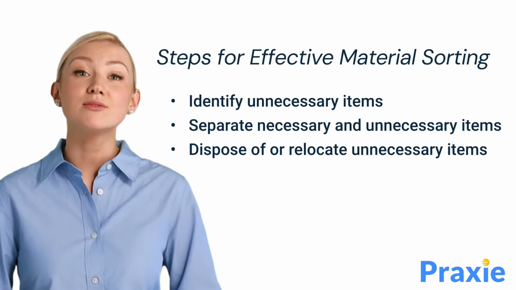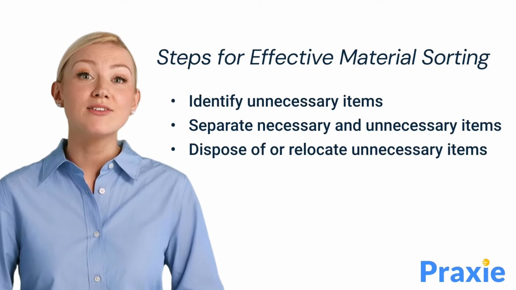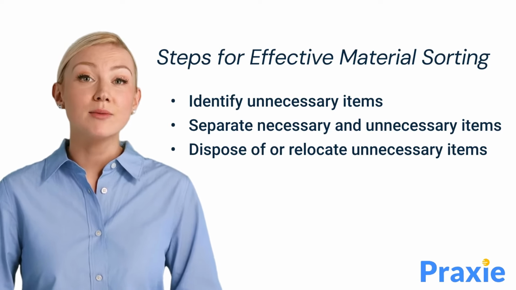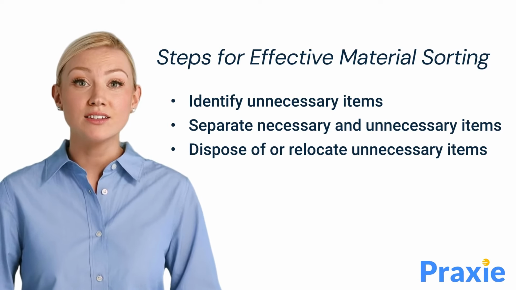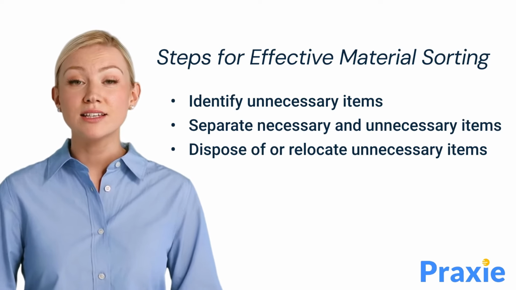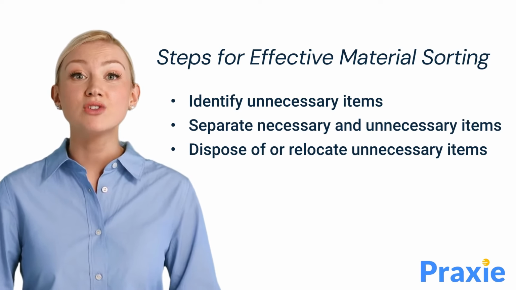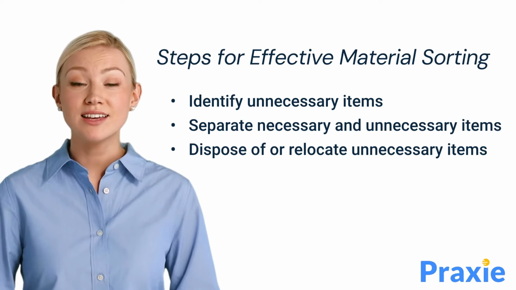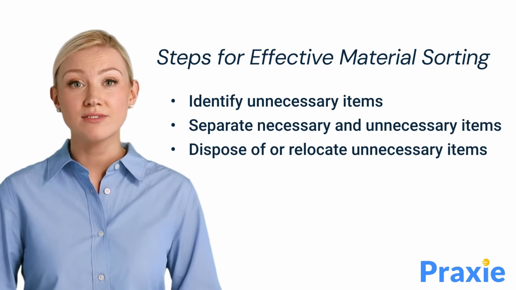The steps for effective material sorting include identifying unnecessary items, separating necessary from unnecessary items, and disposing of or relocating those that are not needed. This systematic approach ensures that the workspace remains organized and only essential items are readily available.